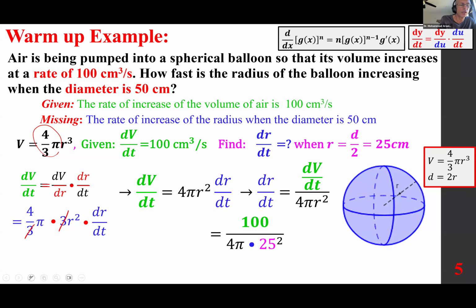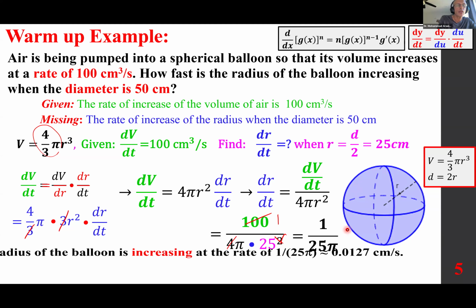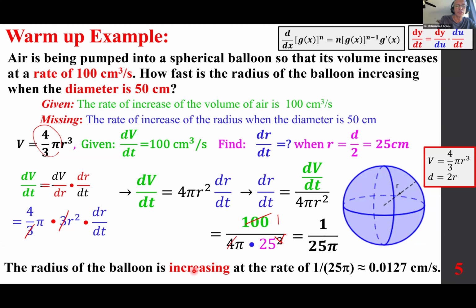Everybody knows 4 times 25 is 100. Therefore, I can cross this and cross this and cross the exponent. And I get precisely 1/(25 pi). In calculus, make sure you always write the exact answer. If they want you to answer it with decimals, then pay attention to how many, and you would write it. The radius of the balloon is increasing. Why increasing? Because this is positive. At what rate? 1/(25 pi), roughly 0.0127 centimeters per second, units of the radius over units of time.